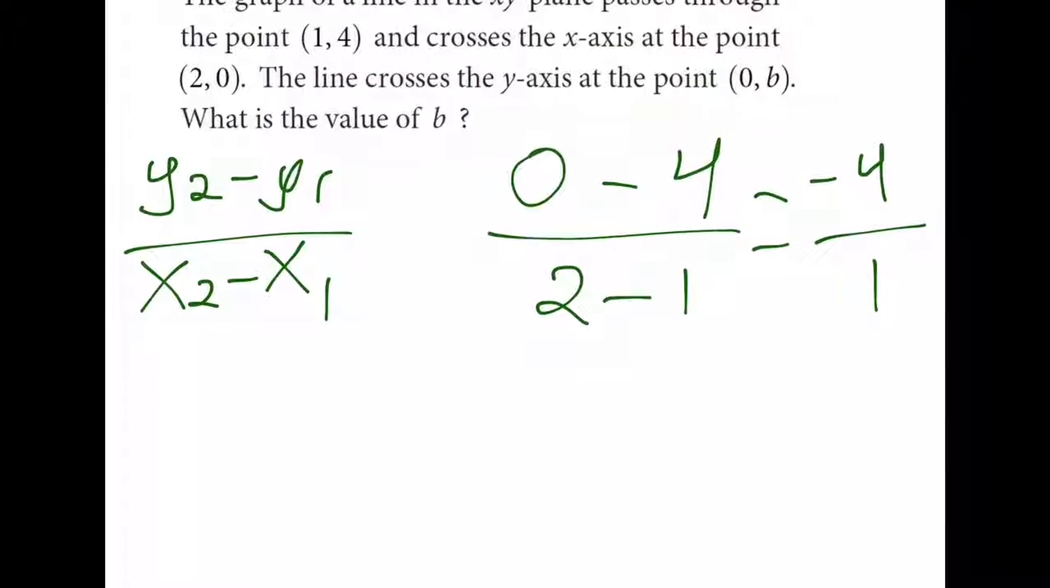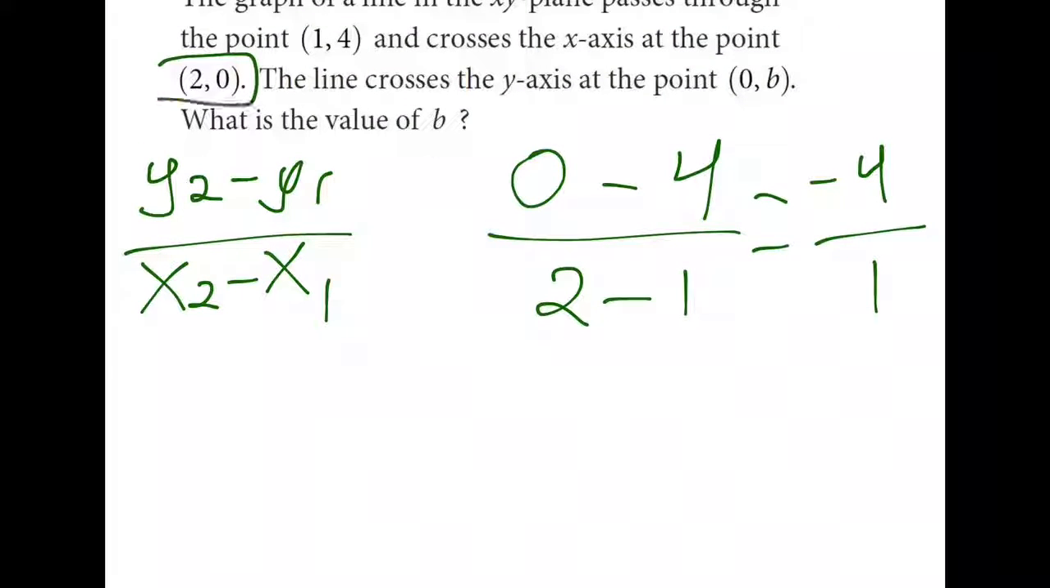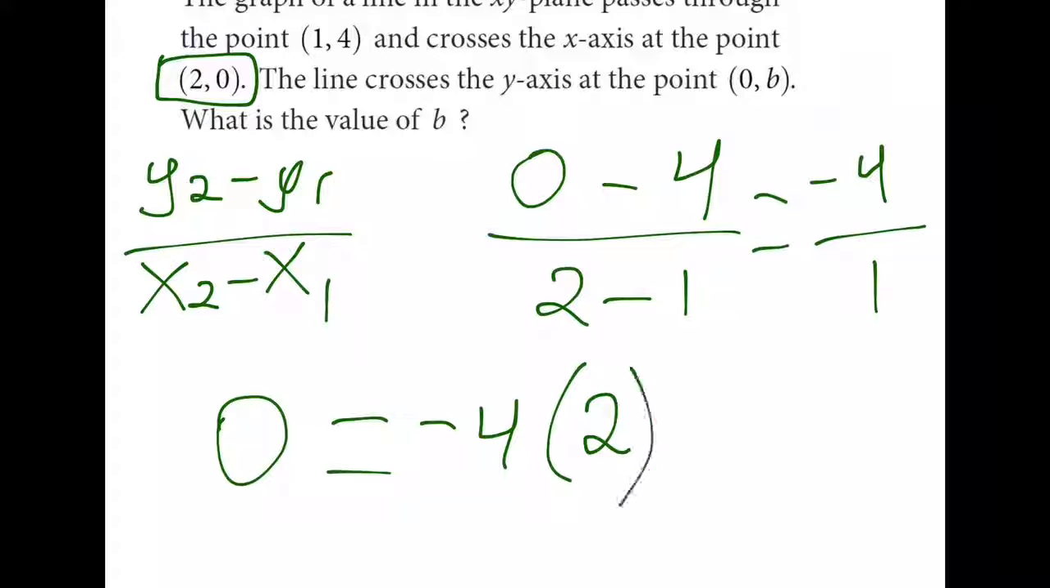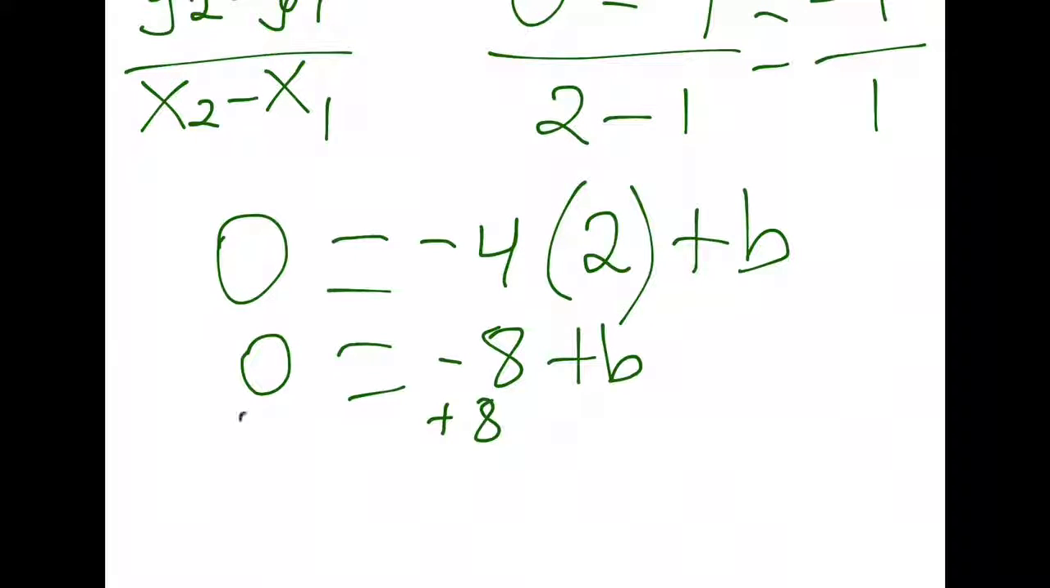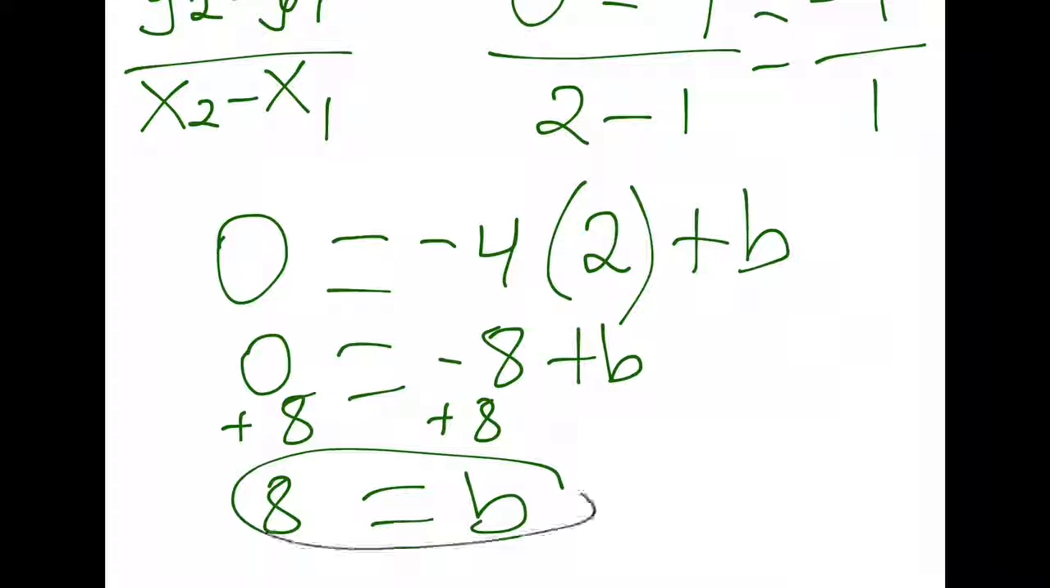If I plug this in with one of my points, let's say I choose (2, 0), I get that y is equal to m, negative 4, times x, which is 2, plus b. Notice I took 2 and plugged it in for x, and 0 I plugged in for y. If I solve this, I get 0 is equal to negative 8 plus b, and I add 8 to both sides, and I get that 8 is equal to b. That's our final answer.